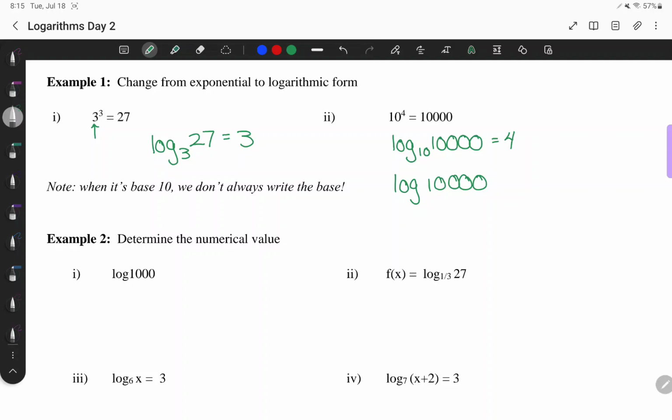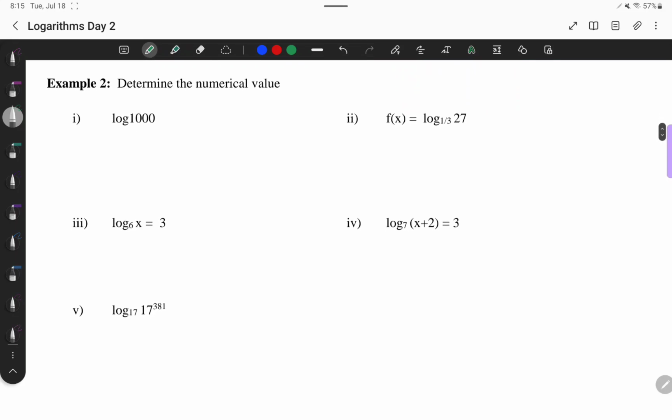Okay, we can also evaluate logs. For questions like this, you need to be able to show how to determine the numerical value without a calculator. You need to actually show the steps of why it is equal to that, not just enter it in a calculator. So I'm going to temporarily set this equal to something. We'll say that log 1000 is equal to y, so we can find out what log 1000 is equal to. Remember, we have a default base of base 10.